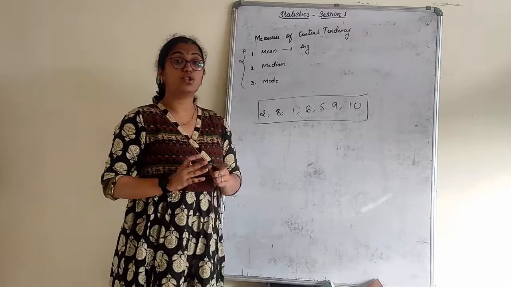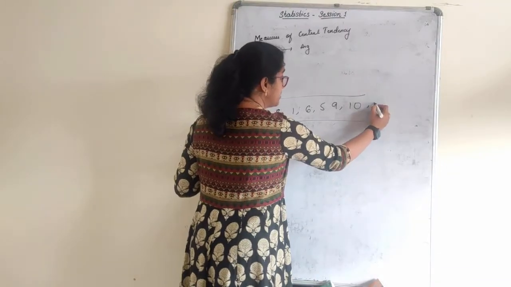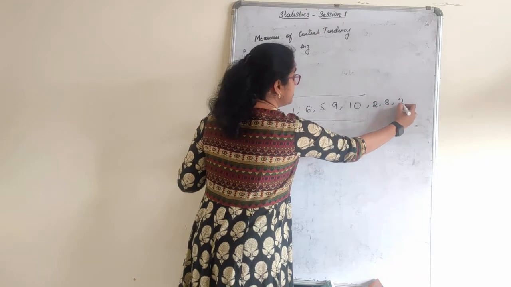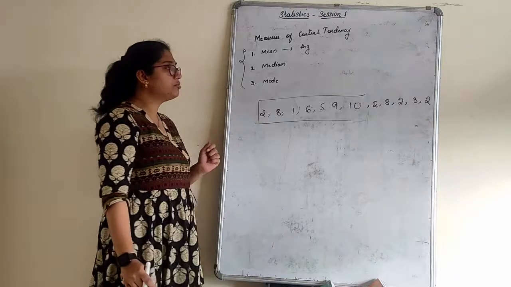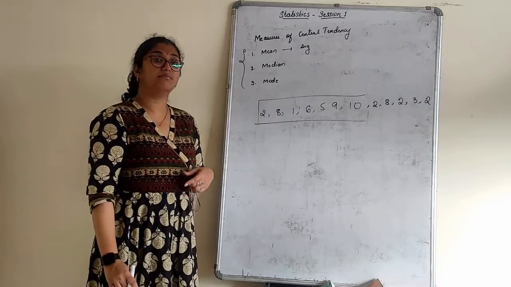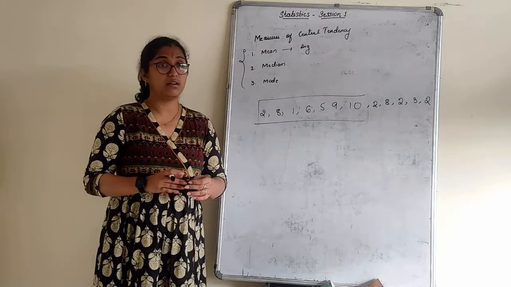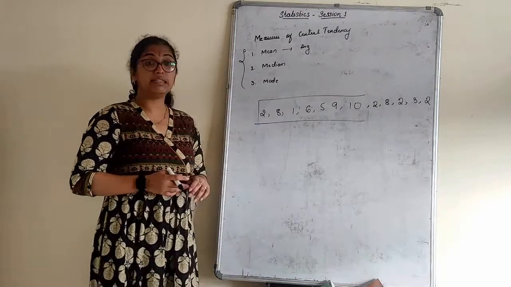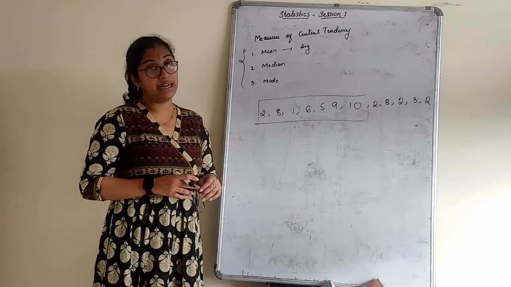Mode is the most often repeated score. Suppose I have this given raw data as 2, 8, 2, 3, 2. You can see that 2 is the most often repeated, the maximum number of times. So the most often repeated score is the mode. So these are the 3 measures of central tendency we study: mean, median and mode.